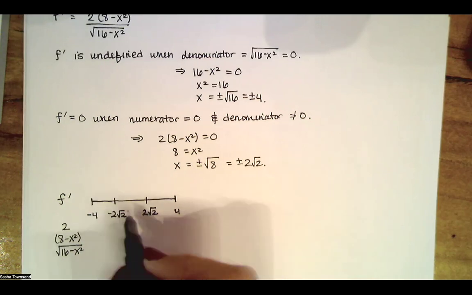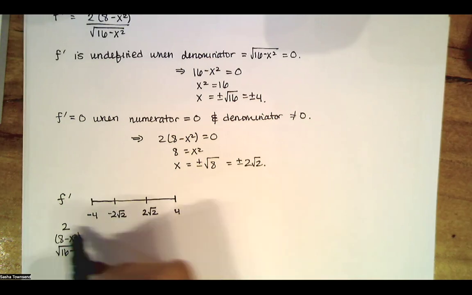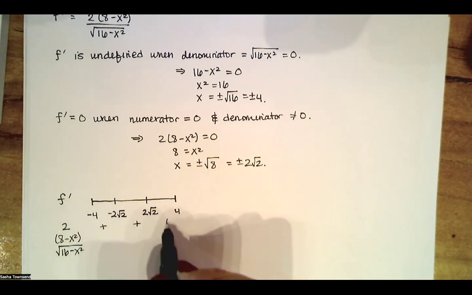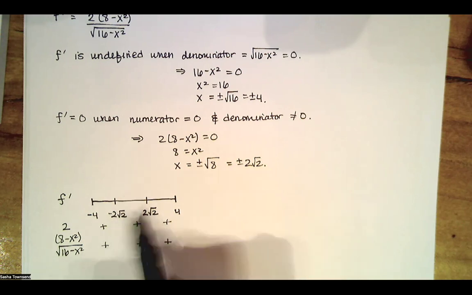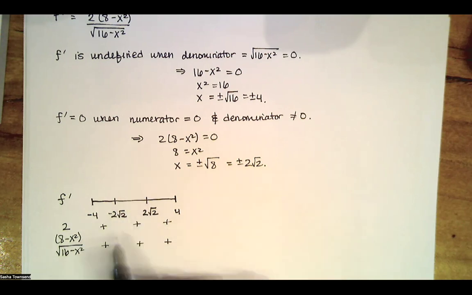Now in all of these intervals, this is an interval of x values. No matter what x is, 2 is always positive. So we're gonna get positive, positive, and positive there. And no matter what x is here, the square root of a number is always positive, except for when it's 0, and it's 0 at the endpoints. So we're gonna have a positive answer, and a positive answer here. But on this interval, well, the only term that changes signs is this 8 minus x squared.